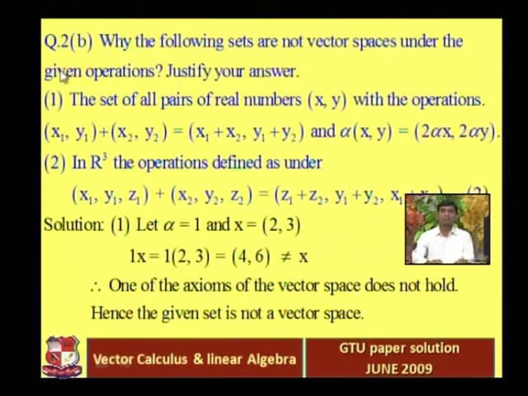next question, question 2b. Why are the following sets not vector spaces under the given operations? Justify your answer.